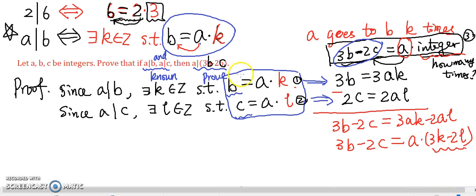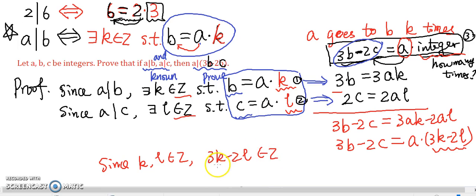So why is that an integer? Because we know k is exactly how many times a goes into b, and l is exactly how many times a goes into c. So they're both integers here. Since k and l are both integers, 3k minus 2l is also an integer, because integer times 3 is still an integer, minus integer times 2 is still an integer. Okay, so we have exactly what we need. So we can say a divides 3b minus 2c.